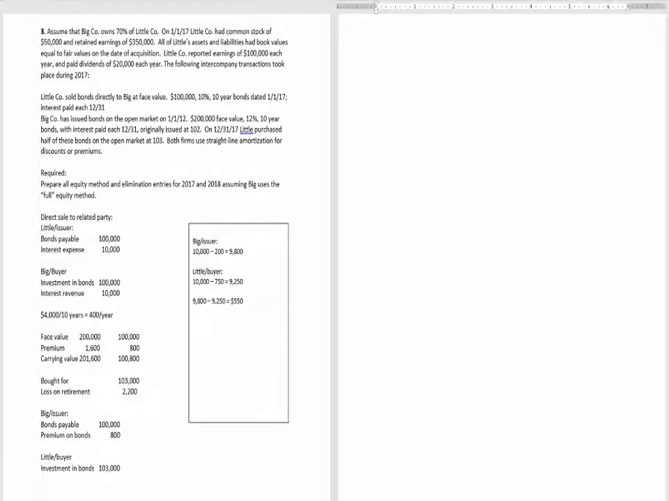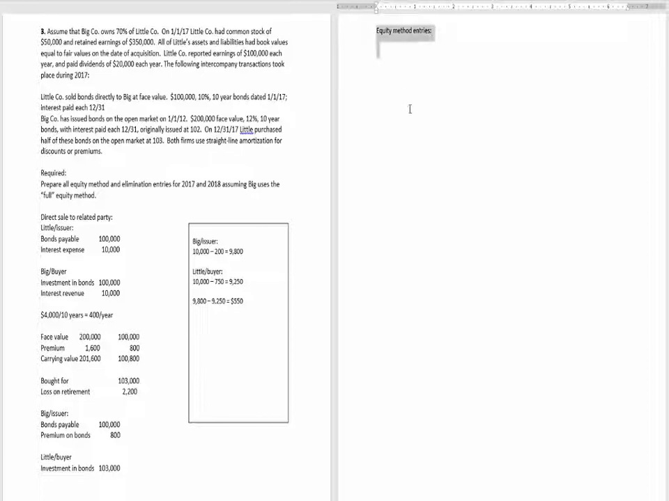Okay, so let's go ahead and run through the equity method entries and the elimination entries using the method that we've used in class. As far as our equity method entries are concerned, let's go ahead and dispense with the income and the dividends, because that's the same as it always is. And let's focus instead on the equity method entries that are related to these intercompany bond transactions. Okay, the first of them, the issuance directly to the related party, has no effect on earnings. Again, we've got $10,000 of interest expense, $10,000 of interest revenue. It's a wash. There's no effect on income.